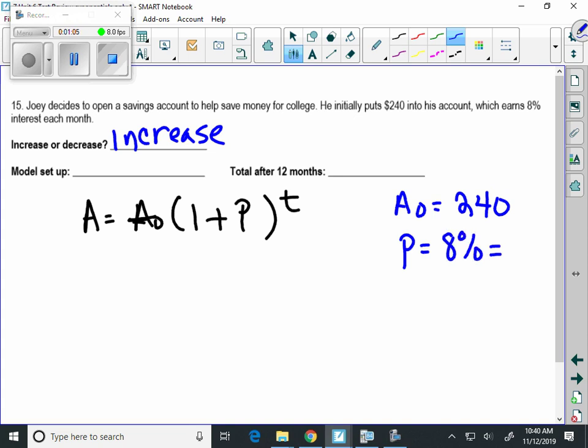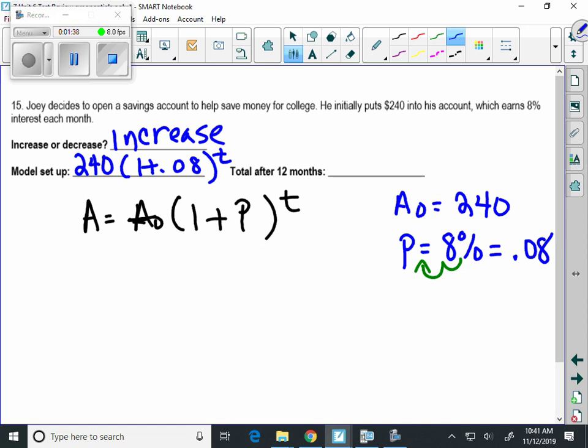But don't forget, when we write a percent as a decimal, we have to move the decimal point 2 spaces to the left. So from here, 1, 2, that's going to give us 0.08. And now we're going to set it up. So the setup is going to be the original amount, 240, times 1 plus 0.08 to the t.